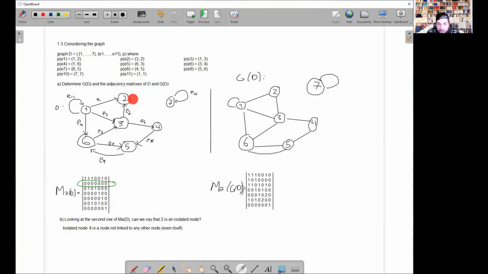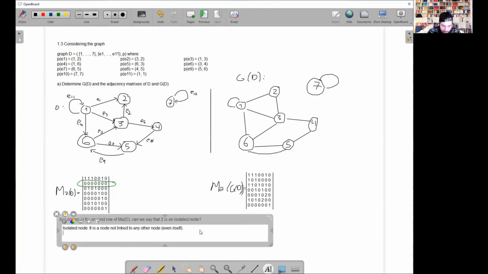Can we say that about the node number 2? No. Looking into this row, we can only say that there isn't any link, any edge coming out of the node number 2, right? There isn't anything coming out of this node. But we should also check the second column, and we can see how we have 2 links where 2 is the end point of these links, right? So it means that it's not isolated. So let's write the answer here. No.